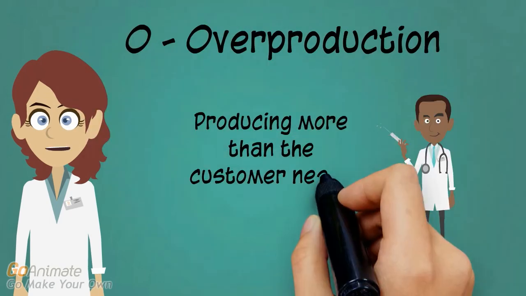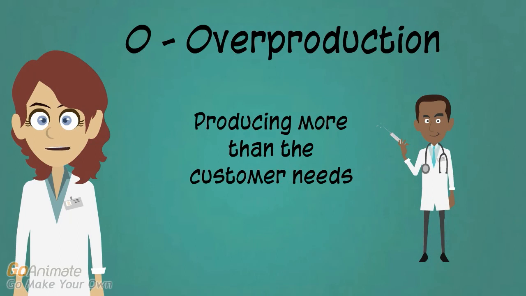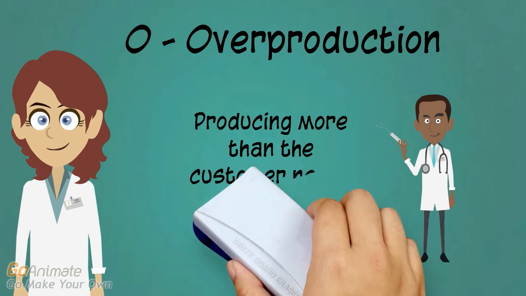Overproduction is producing items earlier or in greater quantities than needed by the customer. Producing earlier or more than is needed generates other waste such as overstaffing and storage and transportation cost.